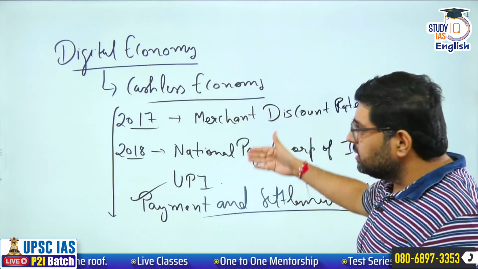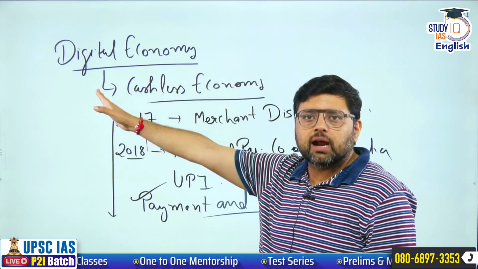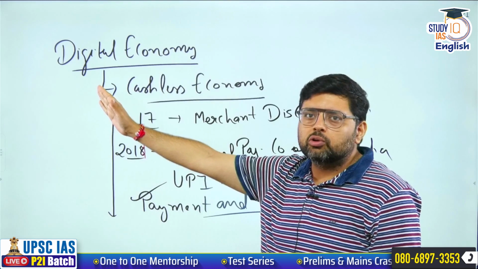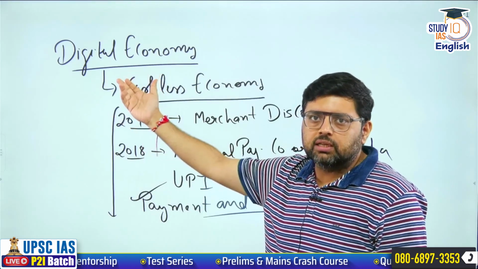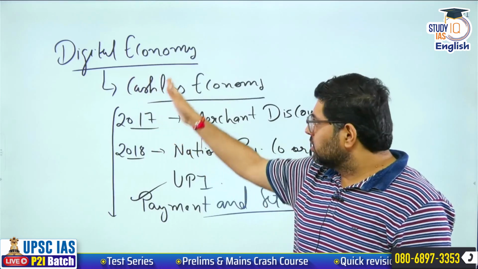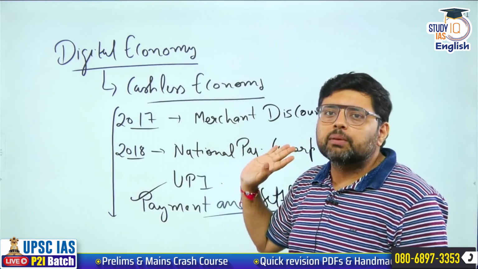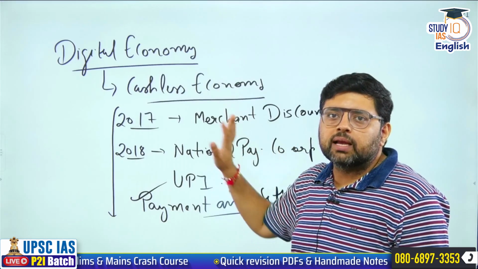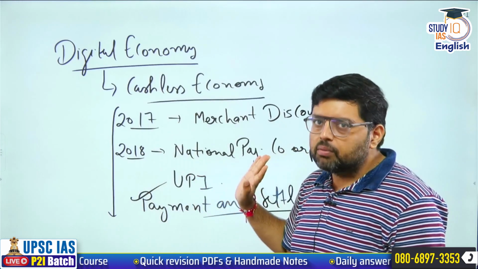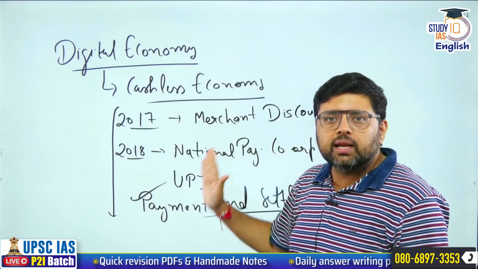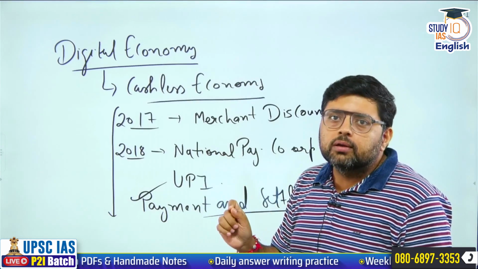So this is what you can see, that they catch one topic, digital economy. You know demonetization happened in 2016. After 2016, they continuously ask questions from the digital economy. You can go and check the previous year papers. When I am saying this with surety, it is because if you analyze the past year trend, it is very easy to crack the code.